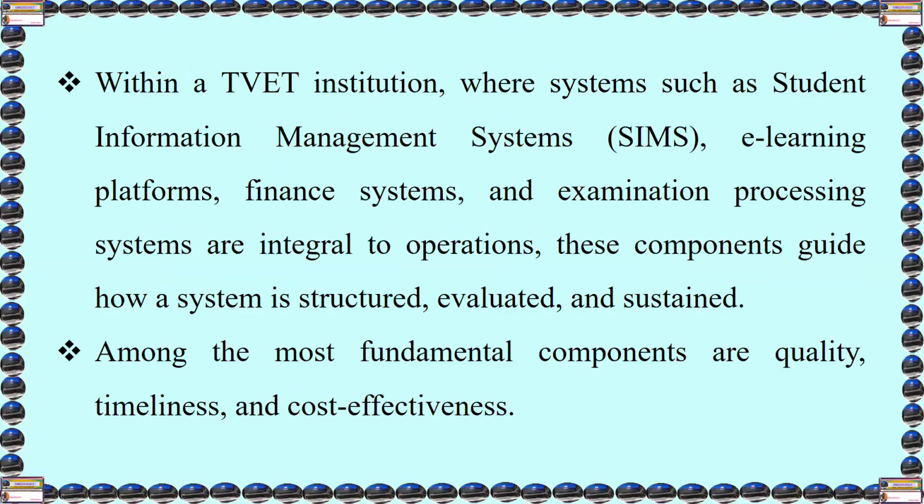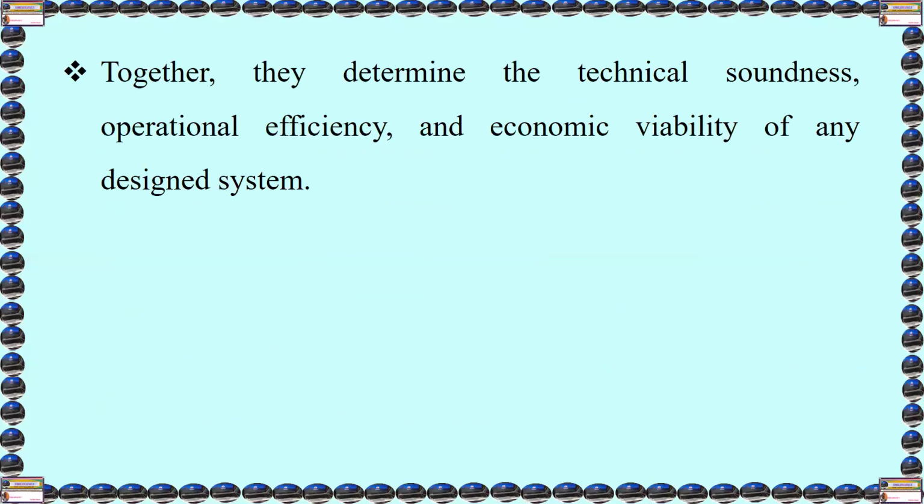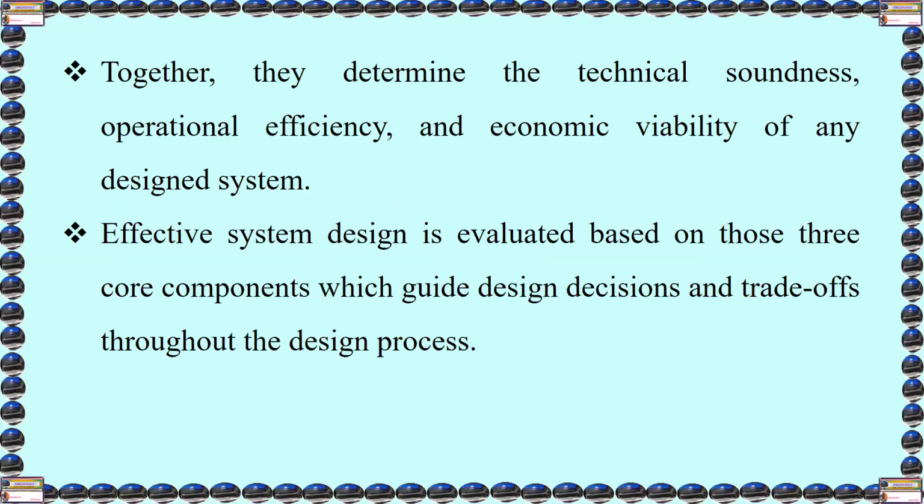Among the most fundamental components are quality, timelines, and cost effectiveness. Together, they determine the technical soundness, operational efficiency, and economic viability of any designed system. Effective system design is evaluated based on those three components which guide design decisions and trade-offs throughout the design process.